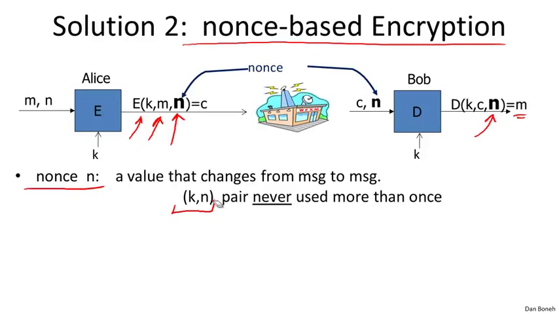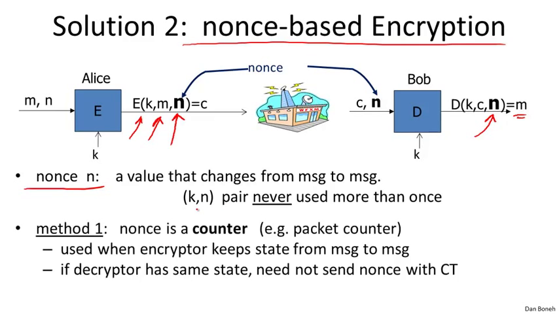And as I said, I want to emphasize again, this nonce need not be secret and it need not be random. The only requirement is the nonce is unique. And in fact, we're going to use this term throughout the course. A nonce for us means a unique value that doesn't repeat. It does not have to be random. So let's look at some examples of choosing a nonce.